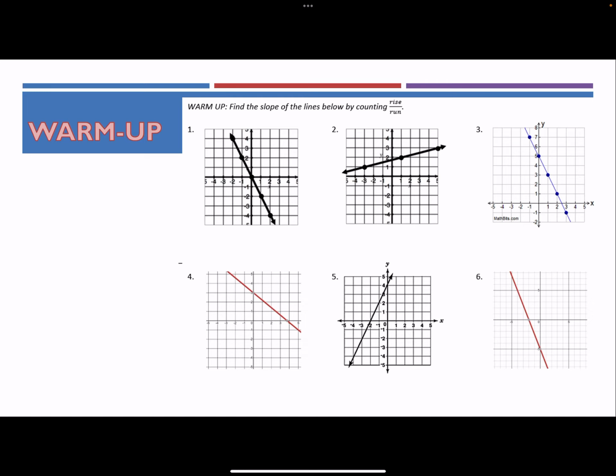So first thing is you're going to practice counting rise over run when you're given an equation or a line. I don't want you to use the formula y2 minus y1 over x2 minus x1. I want you to actually count rise over run. So pause the video, take a couple minutes, and find the slope. And then when you come back, we will check our answers.